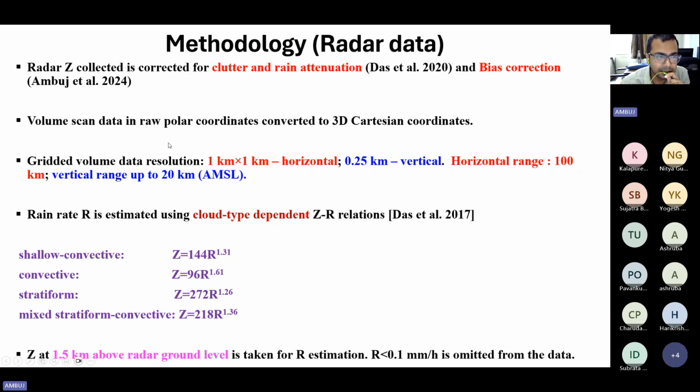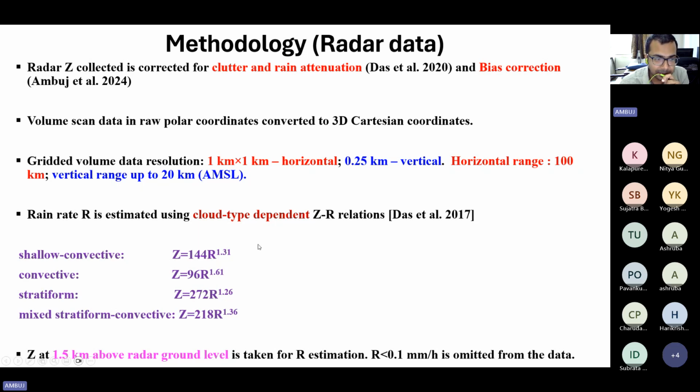Now the volume scan data obtained in polar coordinates are converted to 3D Cartesian coordinates, and the gridded volume data has a horizontal resolution of 1 kilometer and a vertical resolution of 0.25 kilometer. The horizontal range is 100 kilometer, while the vertical range is considered up to 20 kilometer above mean sea level. Having done this, we then estimated rain rate R using various cloud type dependent ZR relationships provided for this region by Das et al.